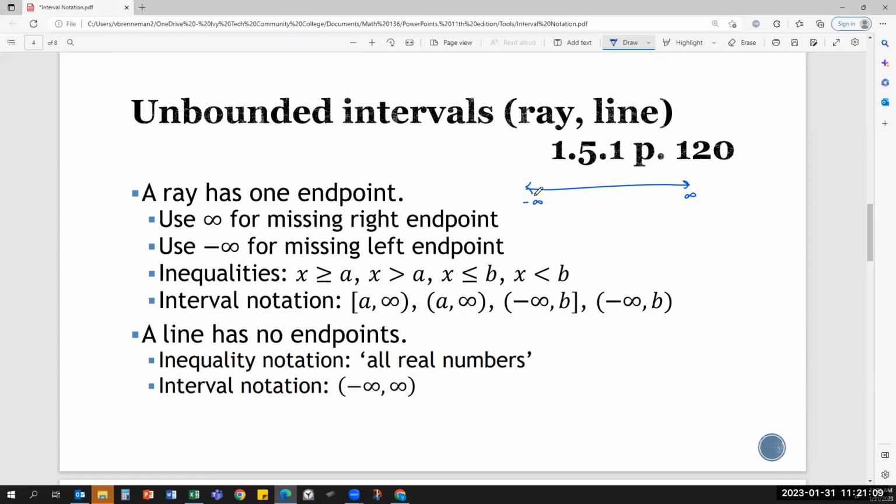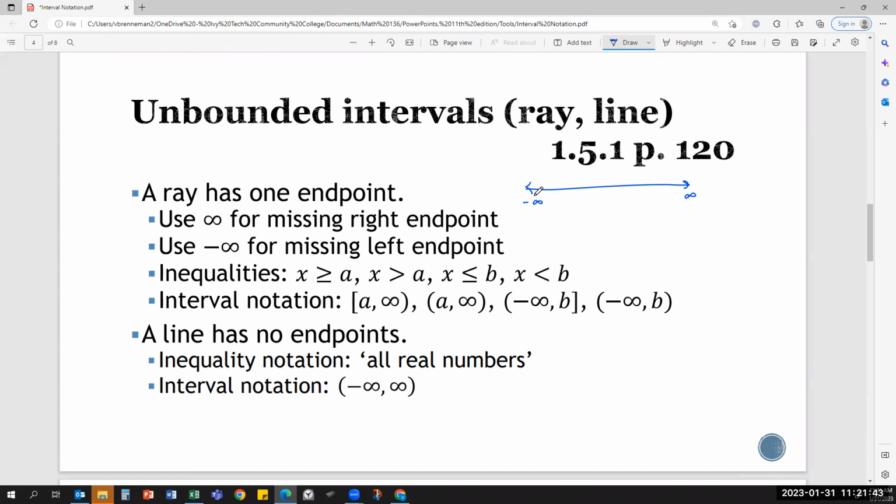So X greater than or equal to A starts at A with a square bracket. It has an arrow pointing to the right, so you would have an infinity. X greater than A, starting with a parenthesis at the A, it goes forever, so infinity. X less than or equal to B, it has the arrow pointing to the left. So we actually start with the negative infinity, we go to B, and then we stop with the square bracket. Similarly for X is less than B with the parenthesis instead of the square bracket.